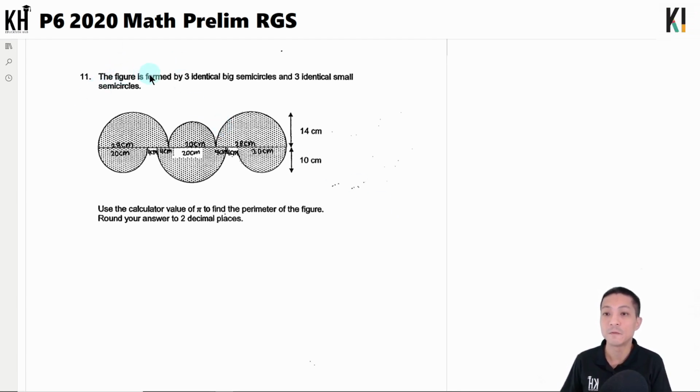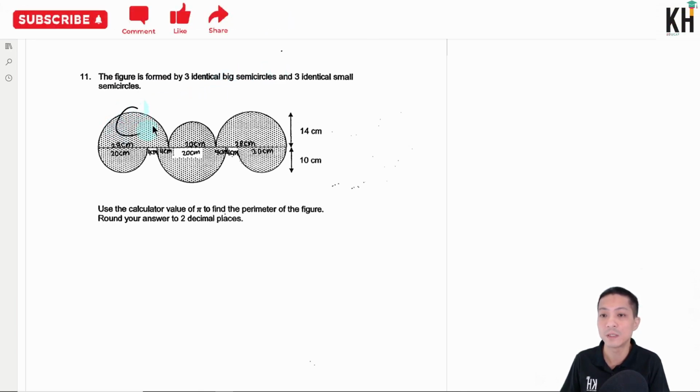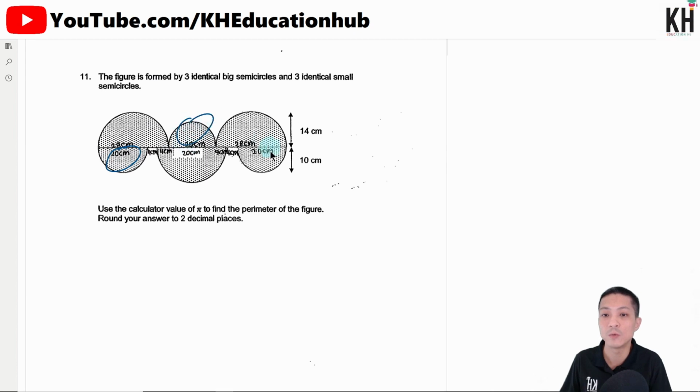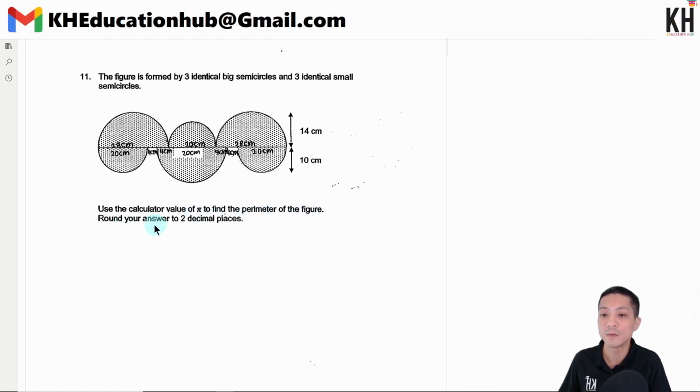Question 11. The figure is formed by 3 identical big semicircles. Okay, so I think this is the 1, 2, and 3. Okay, and 3 identical small semicircles. 1, 2, and 3 small semicircles. Use the calculated value of pi to find the perimeter of the figure. Round your answer to 3 decimal places.